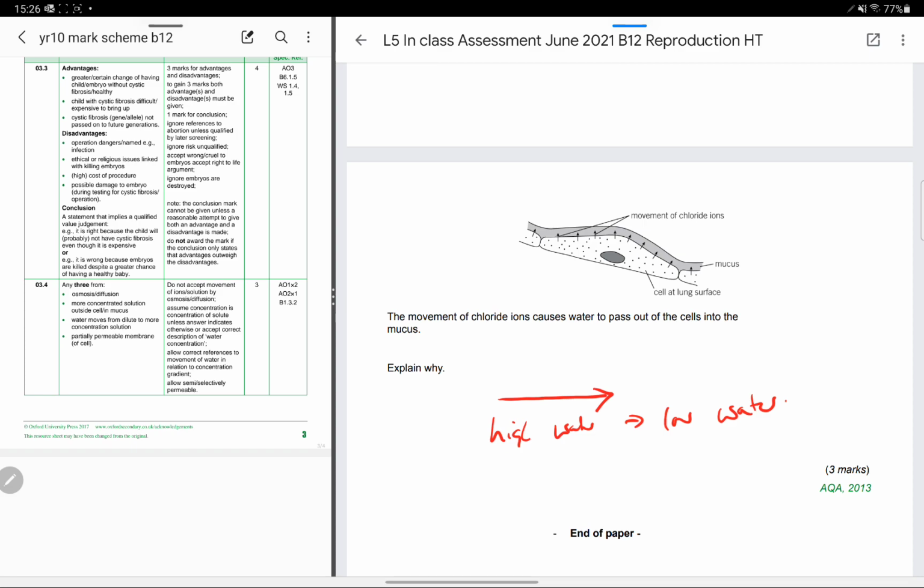Okay, so guys, please look at your answers. Was it knowledge? Was it exam technique? Was it understanding? Let me know if I can help at all.